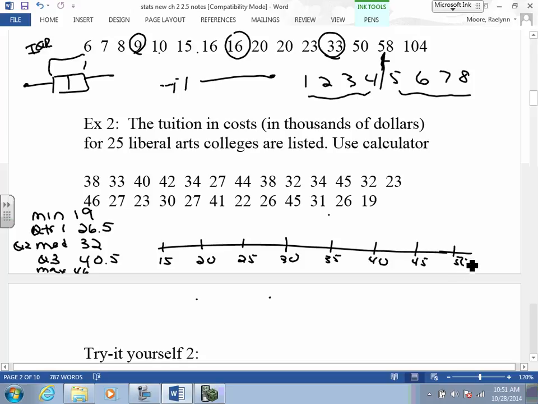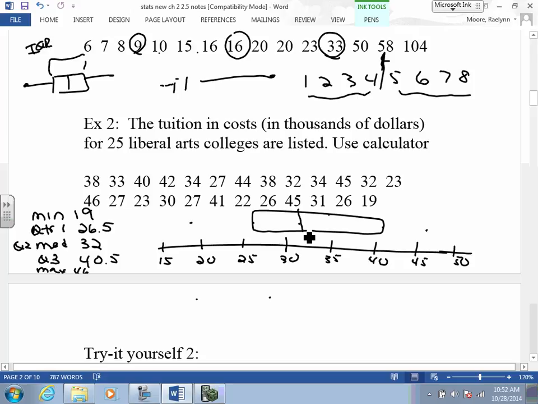It's like your number lines, just like your dot plot. When we did your dot plot, we plot these points above your number line. Don't sit them on your number line. So 19, just put dots there. 26.5, somewhere there. 32, somewhere here. 40.5, that came right up there. And 46. The middle one makes the box.